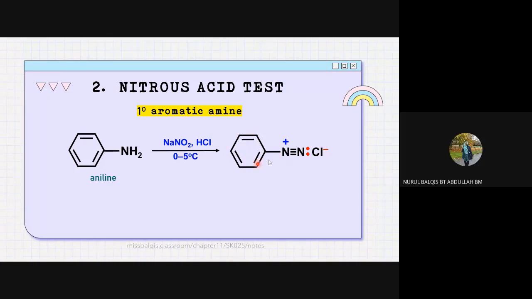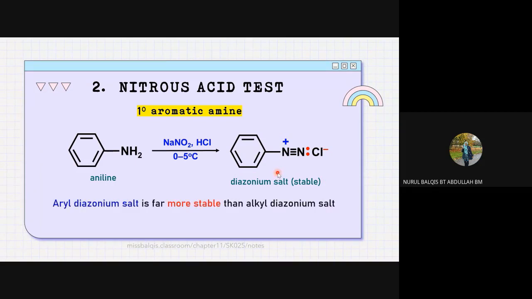Yes, miss. Okay, bila dia stable, kita takkan undergo the same step as in primary aliphatic amine. Okay, so untuk primary aromatic amine, dia akan stop until this diazonium salt sahaja sebab dia dah stable, sebab kita ada benzene ring kat sini. Jadi, kita akan stop until here, but then this diazonium salt, since they are stable, they are very, apa ni kita panggil, useful to form other compound. Okay, nanti kita akan guna balik this diazonium salt towards the end of this chapter.